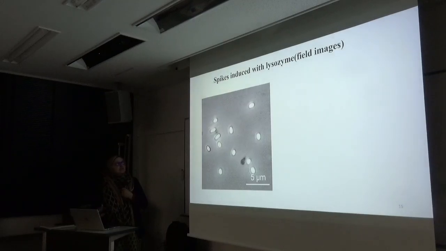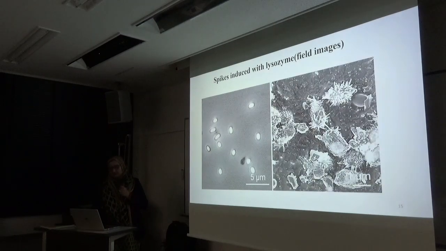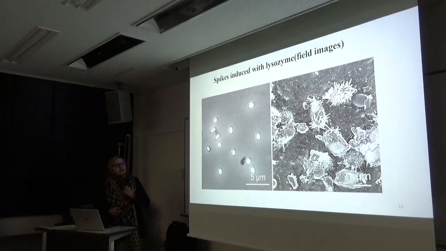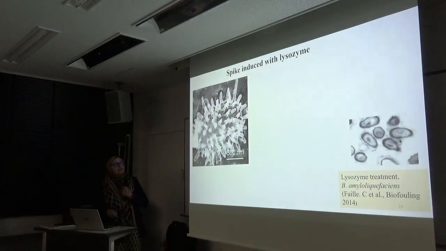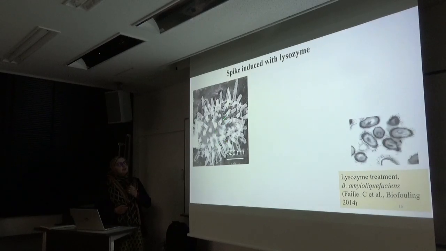And this is the result I got. First, when I observed under optical microscopy, it looked really normal. But when I observed under quick freeze, it surprisingly showed a very different outer structure like this. This is the field image of the lysozyme-treated spores. When I magnified the spore structure, it looked like this, with long spikes of various length and density.